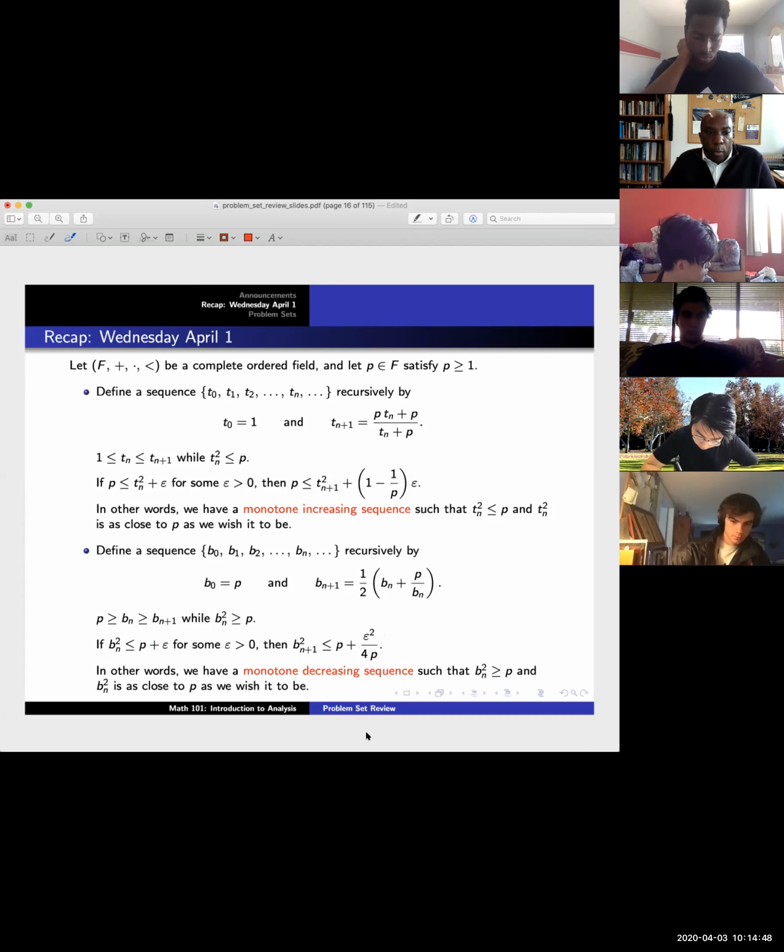So here's another way to say this in different words. We have a monotone decreasing sequence. So bn squared is greater than or equal to p, and bn squared is as close to p as we want it to be.